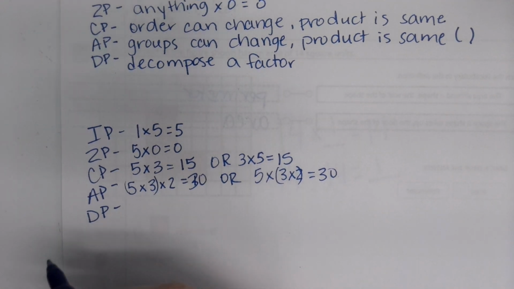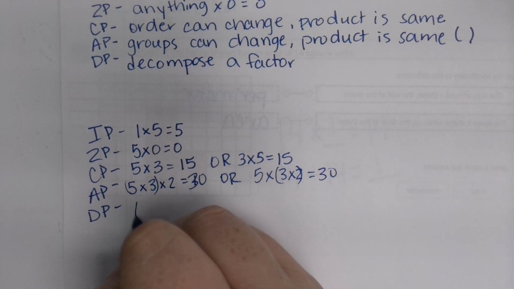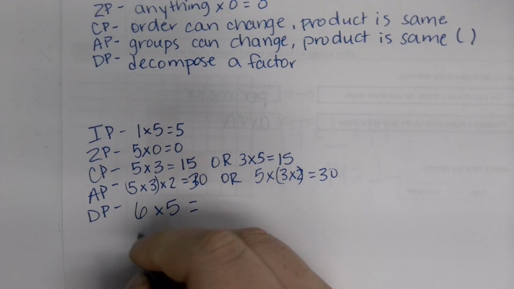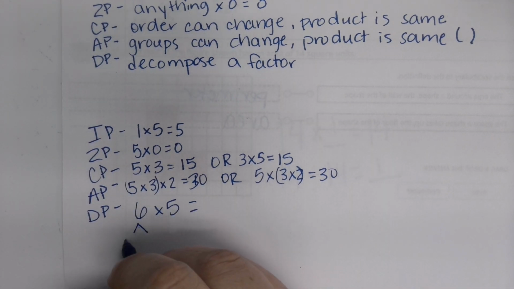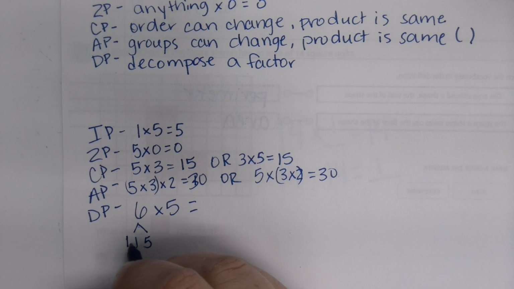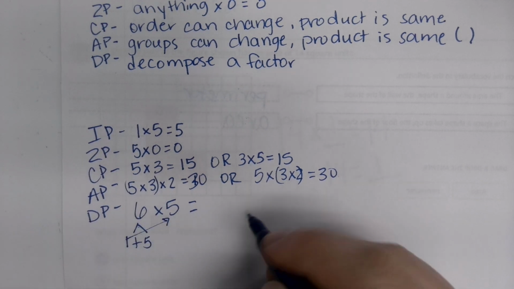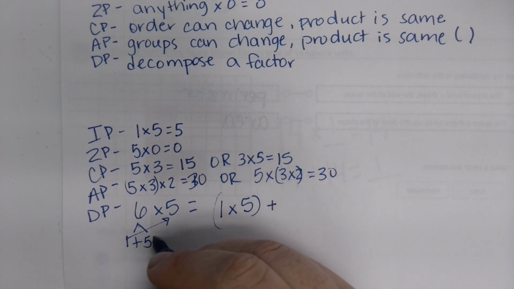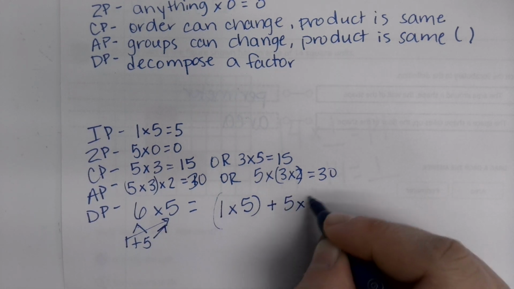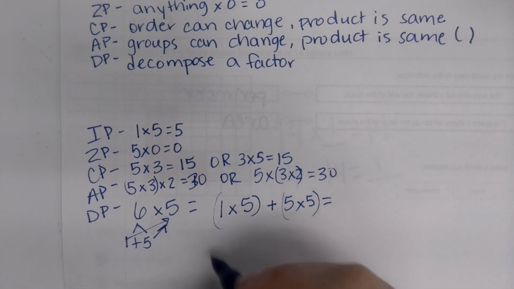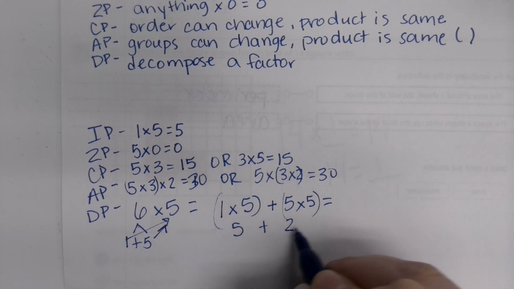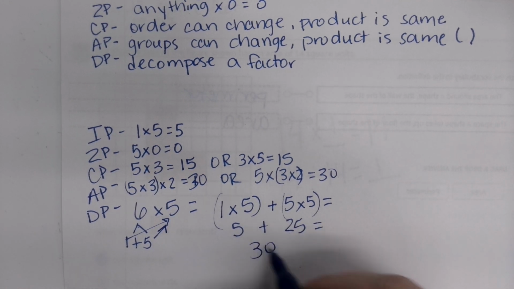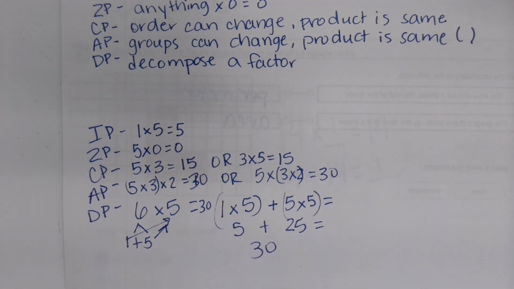And distributive property, here is where we could do 6 times 5, and we could break or decompose 6 into 1 plus 5, 1 times 5 plus 5 times 5 equals 5 plus 25 equals 30. Okay, so it's all just different ways.